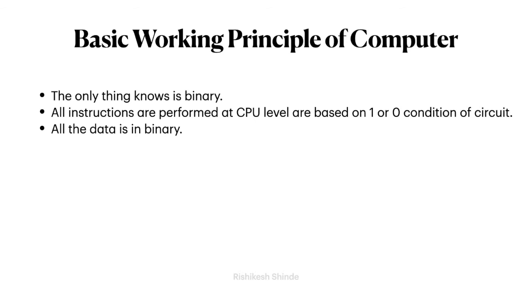Based on these two things, all the data is processed, all the data is stored, and all the instructions are followed. Whatever we see on the screen of our computer, whether it is text, an image, a video file, or an audio file, everything is stored in a binary format. So all the data is also in the format of ones and zeros, because the only thing a computer understands is 1 and 0.